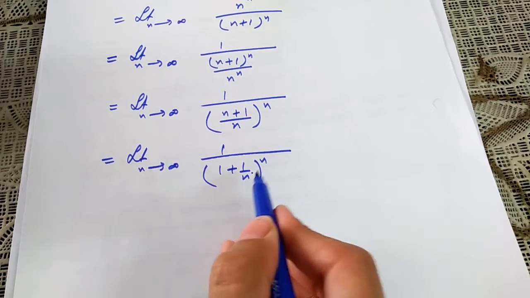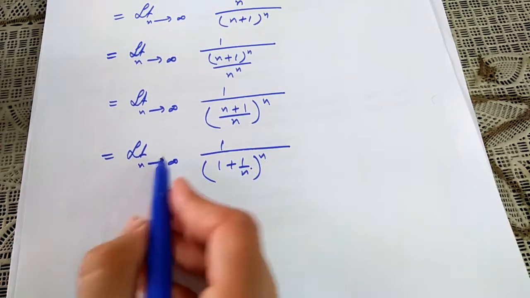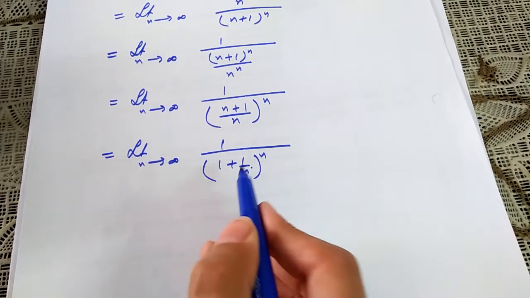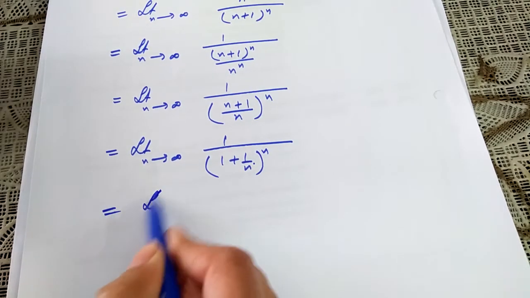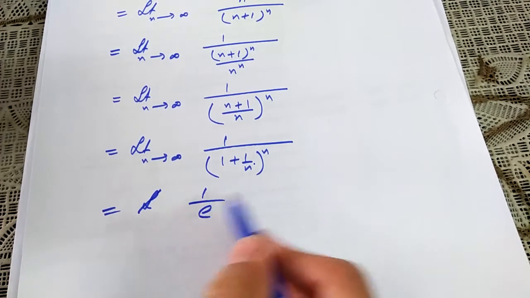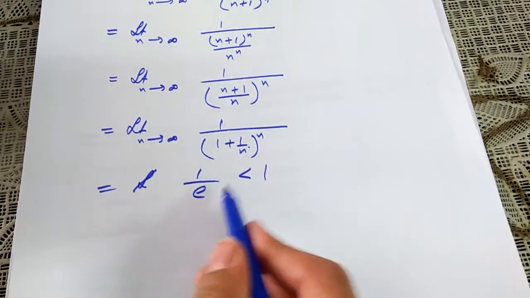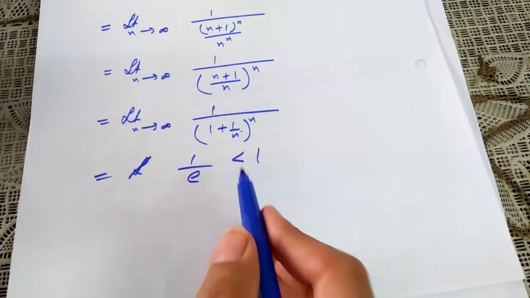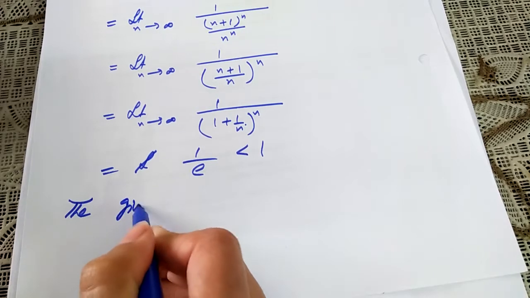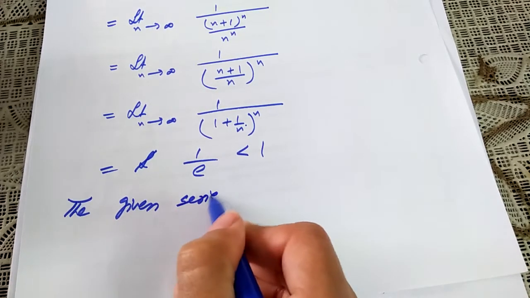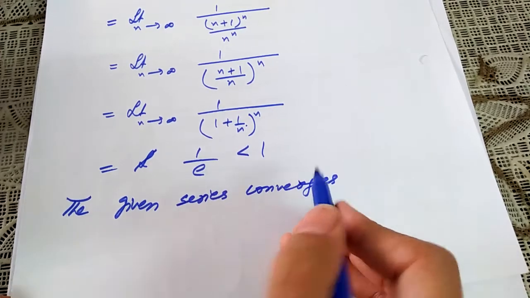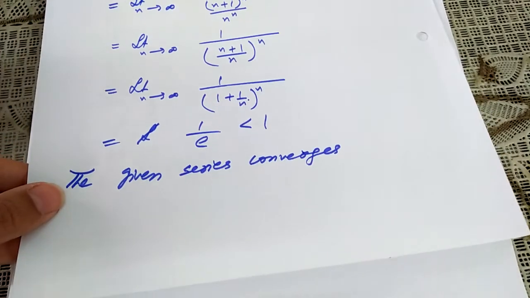This is a special function, and you know that its answer, when you apply the limit n approaches to infinity on it, is e, exponential. That is, you will get 1 over e. And you know that you can solve it using a calculator. You will get the answer less than 1. So it means the given series converges. The given series converges. So this is the answer for your question number 2. Move on to question number 3.